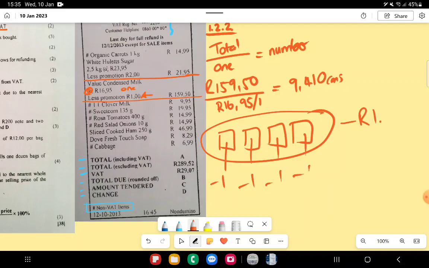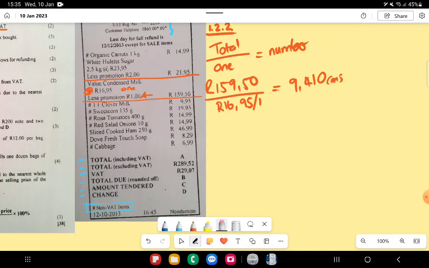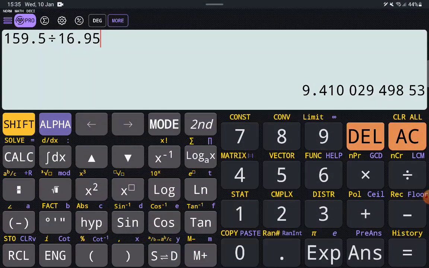I wonder. Okay, let's approach this from a different angle. Let's say I'm going to multiply. If I say 16 rand and 95 cents multiplied by 9, how much do I have, because this is the amount that I paid, right? So let's do that. 16.95 times 9, that gives me 152.55.